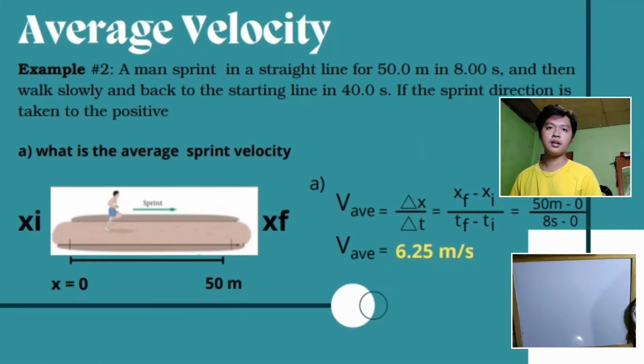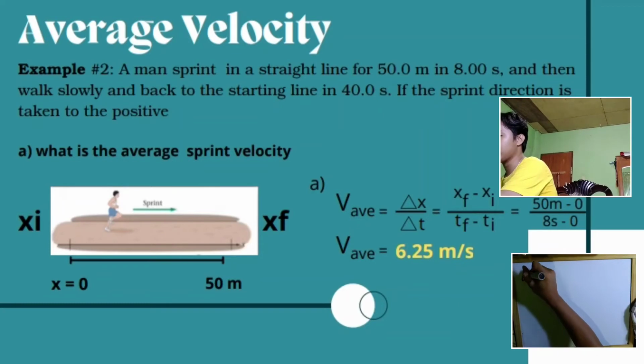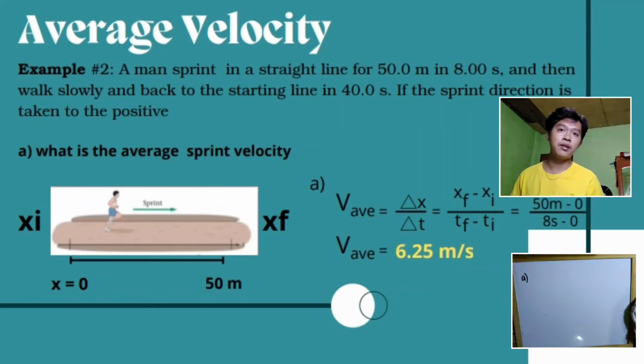So next is our example. A man sprints in a straight line for 50.0 meter in 8 seconds and then walks slowly back along the straight line in 40 seconds. If the sprint direction is taken to be positive. So let's have here the A. A is, what is the average sprint velocity?